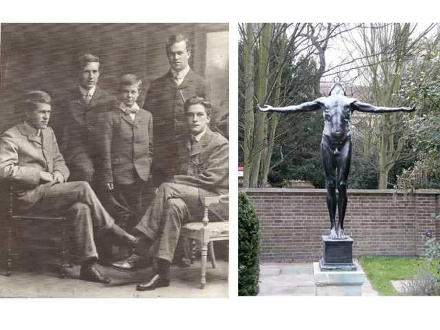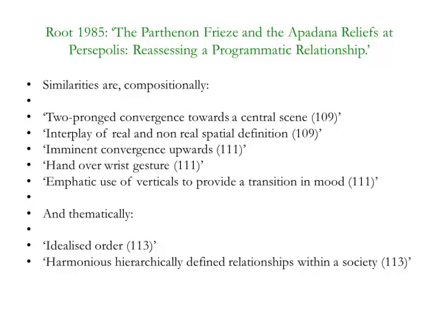And the other problem really is that if you look at Root's argument, the things that she argues are the same about them just aren't very pressing. This is a list of the similarities between them. Two-pronged convergence towards a central scene, interplay of real and non-real spatial definition. Imminent convergence upwards, hand over wrist gesture. This is a particular gesture like that, which we see frequently in the friezes. Emphatic use of verticals to provide a transition in mood. And some thematic similarities: idealized order, and harmonious, hierarchically defined relationships within a society.